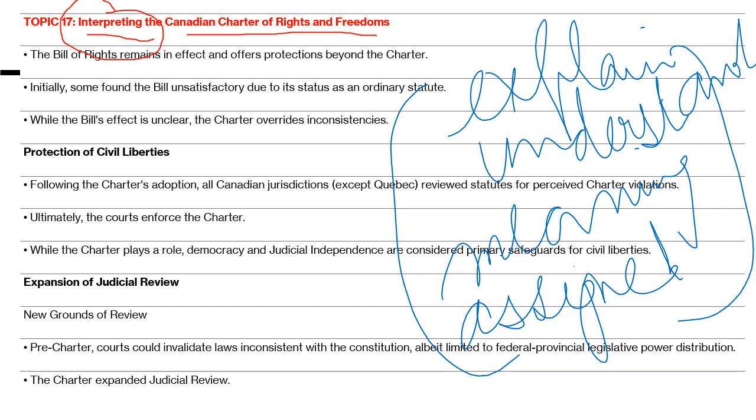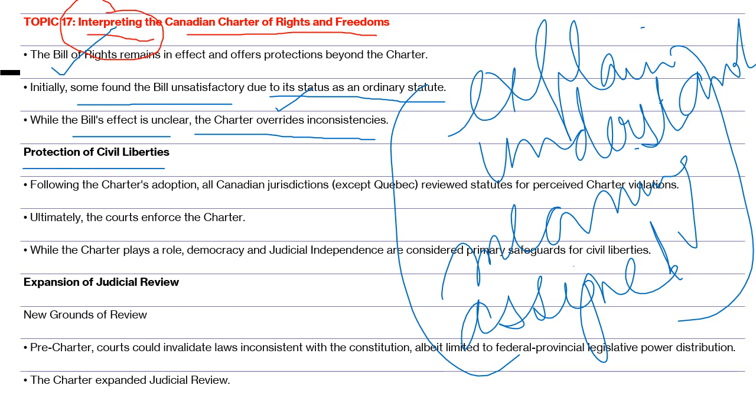The Bill of Rights remains in effect and offers protection beyond the Charter. So we know that we have two things. Initially, some found the Bill unsatisfactory due to its status as an ordinary statute, while the Bill's effect is unclear. Wherever the Bill of Rights had a few drawbacks, loopholes, a few inconsistencies, we brought in the Canadian Charter of Rights and Freedoms, which filled those gaps in the Bill of Rights.